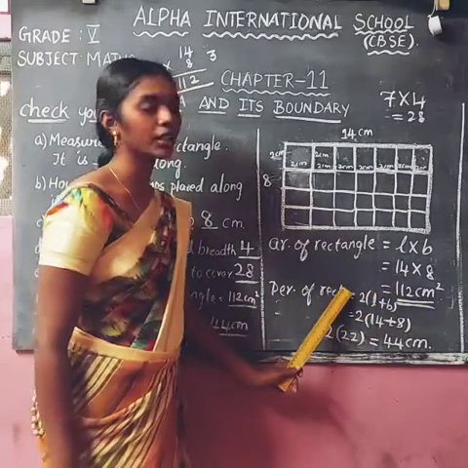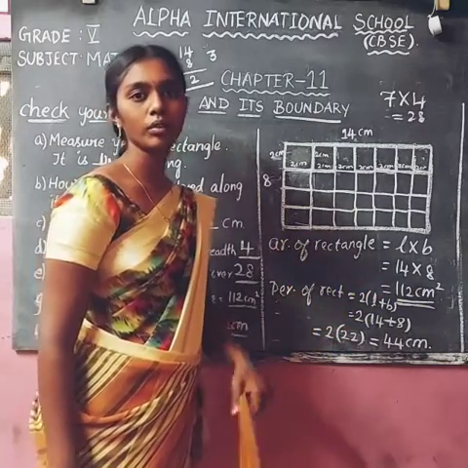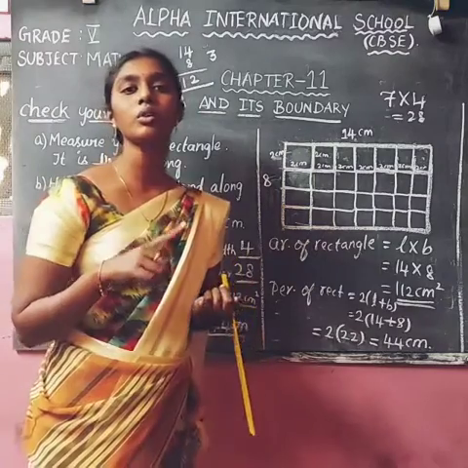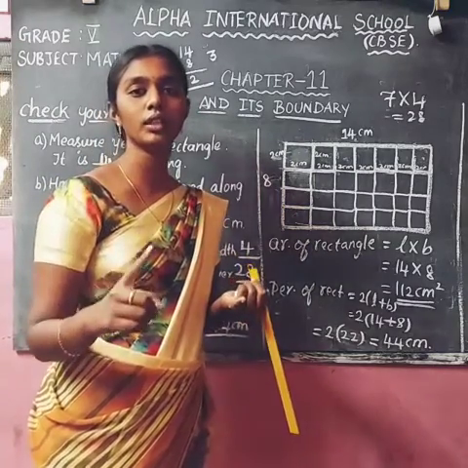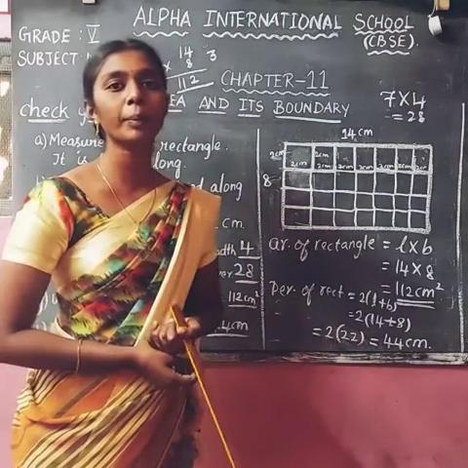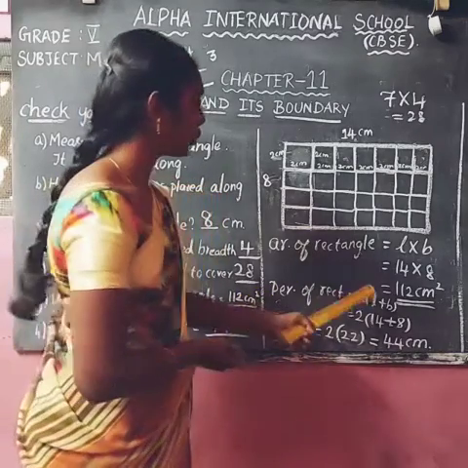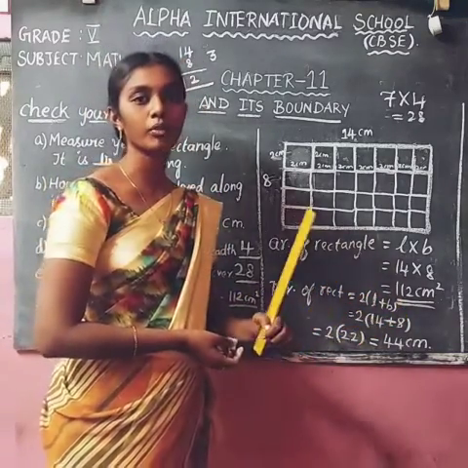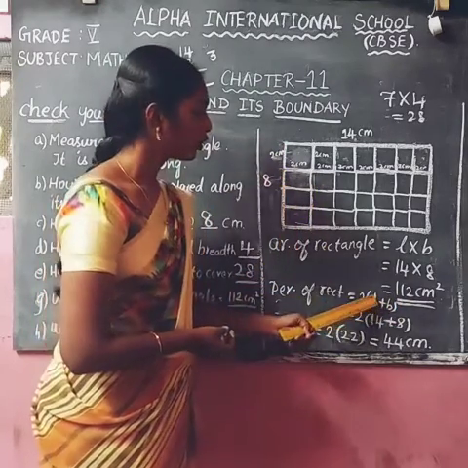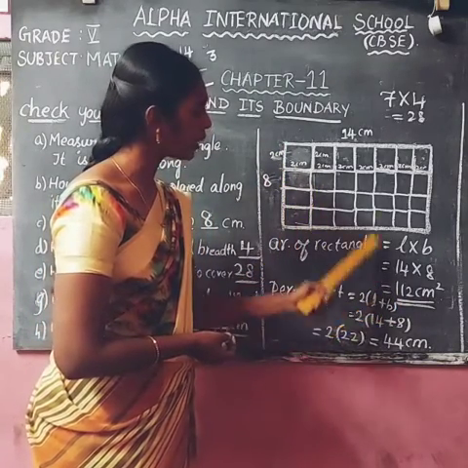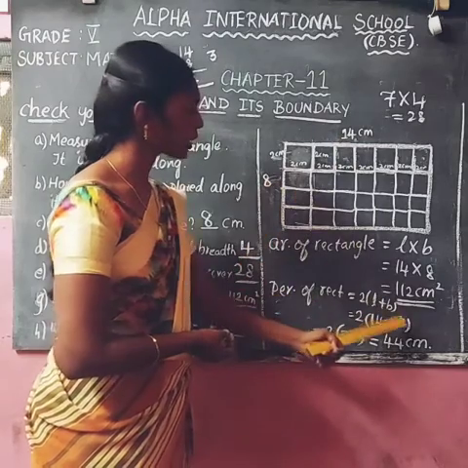Next, perimeter of rectangle. For perimeter of rectangle, what do we want to do? First, we need to be familiar, that is, we want to be thorough with the formula. What is the formula for perimeter of rectangle? Yes, 2 into L plus B. 2 into L plus B is the formula for perimeter of rectangle. 2 is common, open bracket, length is 14 plus breadth is 8.